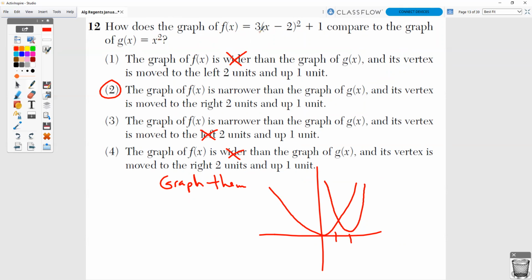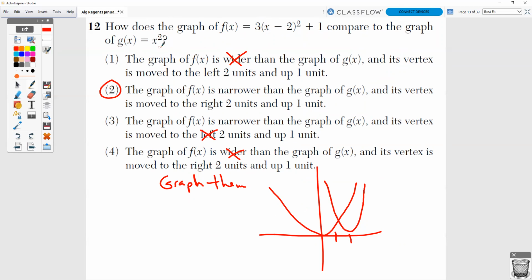In question number 12, how does the graph of this compare to your original parent function of x squared? So to get from here to here, we're multiplying it by 3. Well, when you multiply it by 3, that gets narrower, it gets skinnier. We are subtracting 2 from just the x. That means that it moves to the right 2. We're adding 1 to the whole thing, which means it goes up by 1. So choice 2 is the correct answer.